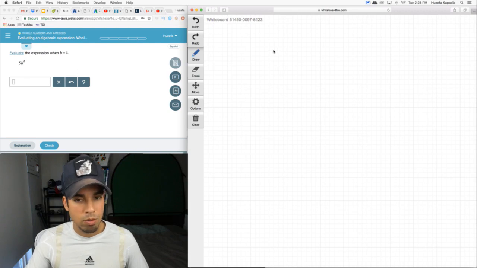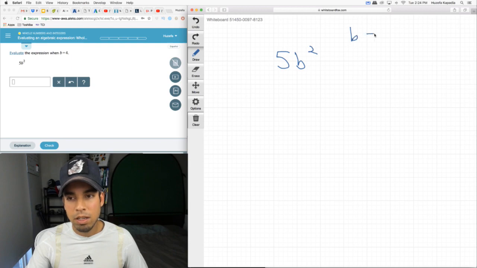Let's see. All right, sweet. So we got, how do we evaluate this? It's telling us that b equals 4. So what does that mean? And what do we do with this?